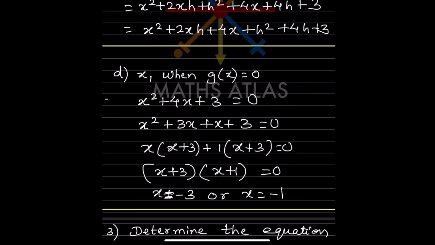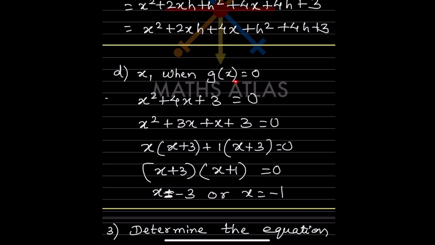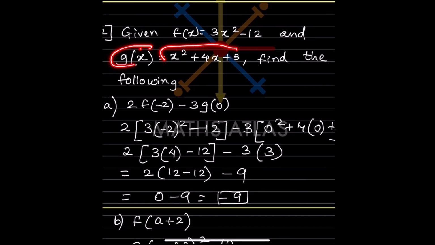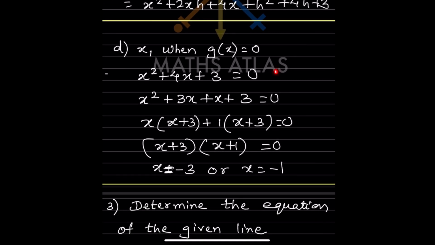In this expression, see here, they said g of x is 0. So what we can do here, g of x is given as x square plus 4x plus 3, and this is going to be 0. Because g of x is x square plus 4x plus 3, and that you are going to consider as 0. So we'll write this equation here. Sorry for that, I thought it was g of 0. So x square plus 4x plus 3, and this you are going to set equal to 0.